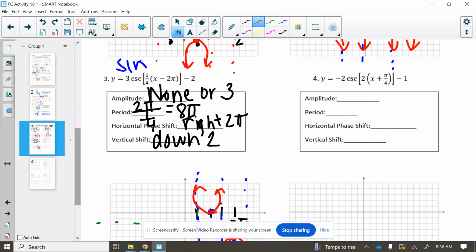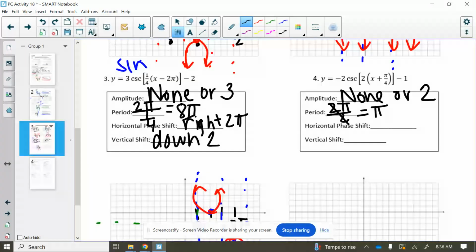Our final example here, test out these parameter values. Okay, we should have none, or you may have said 2 for the amplitude, again depending. Period this time, 2 pi divided by 2 will give us just a period of pi. We're moving to the left pi over 4, vertical shift down 1.